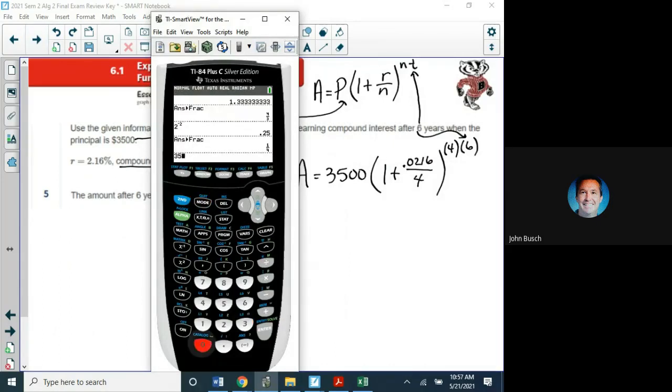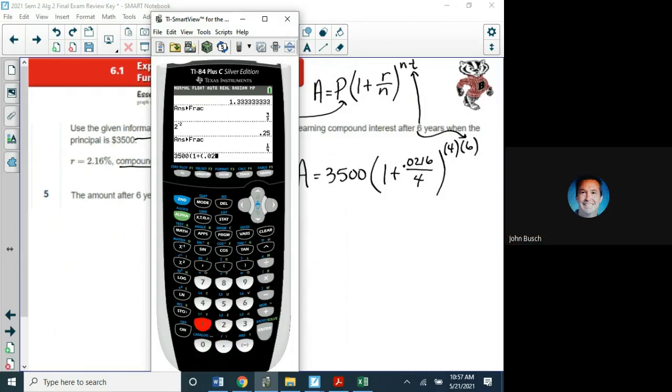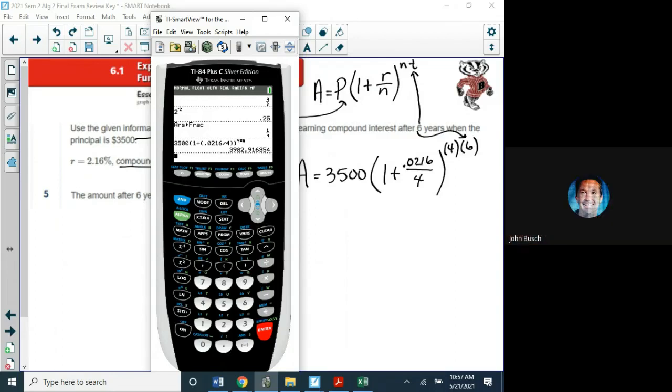So 3,500, and then times 1 plus another fraction, put that in parentheses, 0.0216 divided by 4. And we need 2 parentheses now. And the power is going to be 4 times 6. I can just, oops, power 4 times 6. And you'll figure that out too. And there it is, 3,982.92.